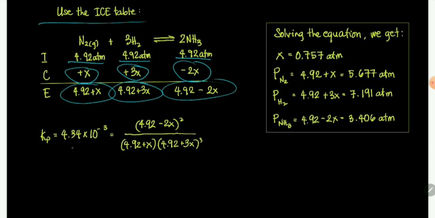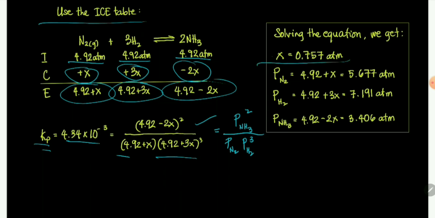Okay? So, isa-set up na natin yung equation. So, Kp is equal to 4.34 times 10 to the negative 3 is equal to yung equilibrium pressure ni ammonia. That's 4.92 minus 2x squared kasi this is P NH3 squared over pressure ni N2, which is 4.92 plus x times the pressure of hydrogen cube. So, that's 4.92 plus 3x cube. Okay? So, solving for the equation, we will get x is equal to 0.757 atmospheres.